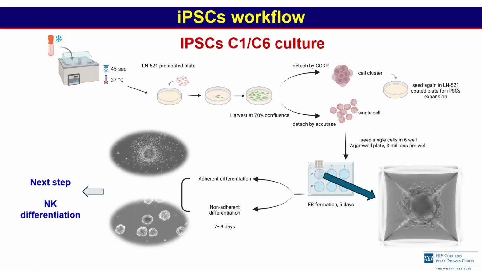seeded for expansion. While the ones that were detached by Accutase, their single cells were put in 6-well plates at this concentration, 3 million per well, and they were left for 5 days to form embryonic bodies. Here you see an embryonic body. We then measure the differentiation of these cells in coated plates that allowed for adherence, or in non-coated plates where the cells were not allowed to adhere, just to see if there is any difference in this differentiation. And also we try to differentiate them to NK cells.